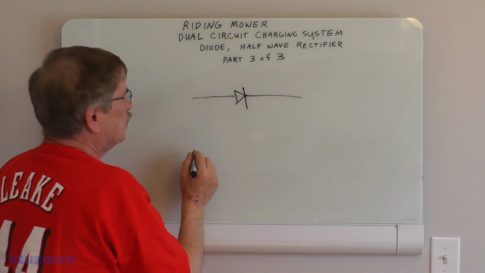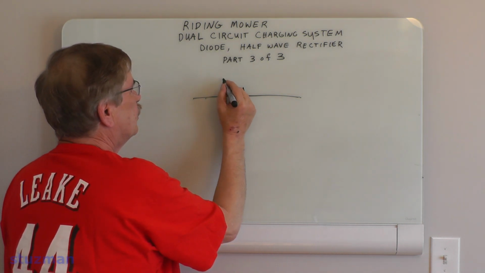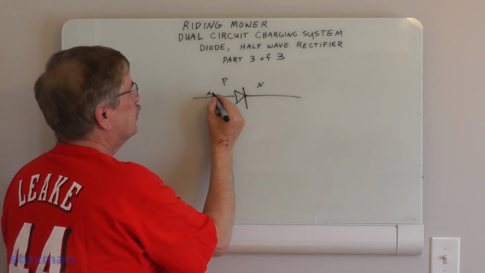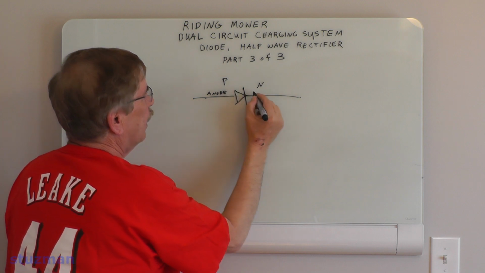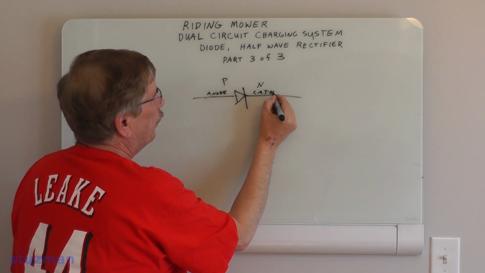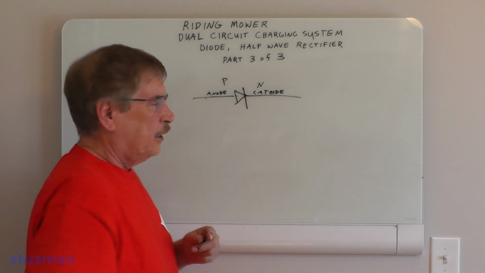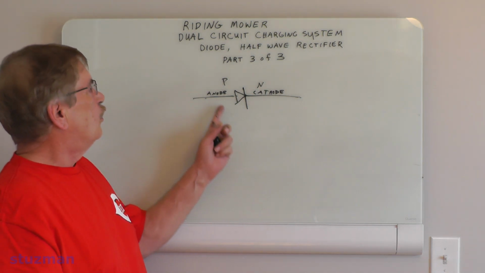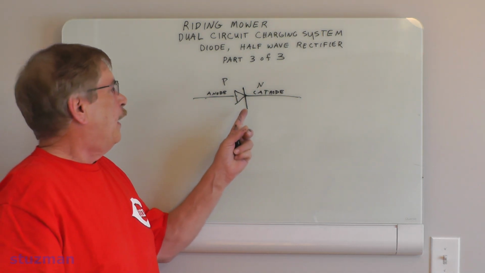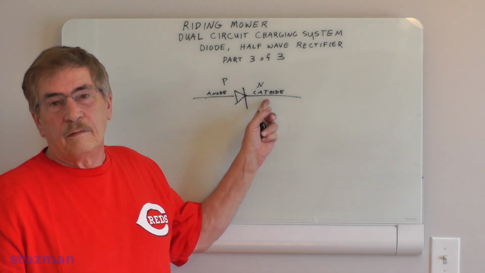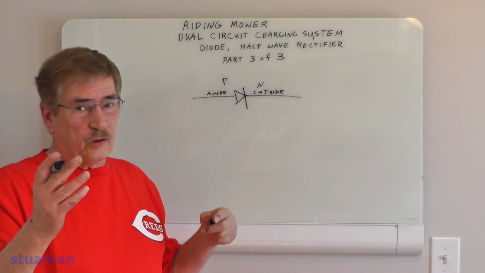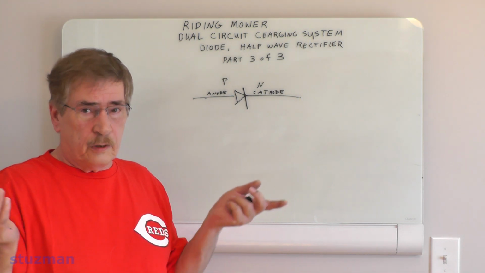What you want to do is think of the diode. This is the P type, this is the N type, of course this is the anode, and this is the cathode. You hear some people say the anode has to be positive and the cathode has to be negative. And for the circuits that I just showed you, that's true.